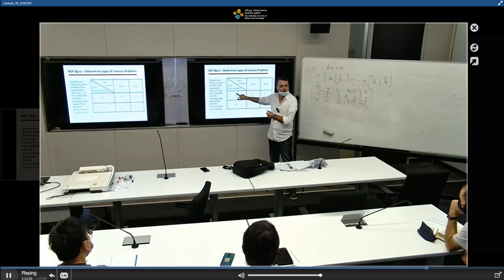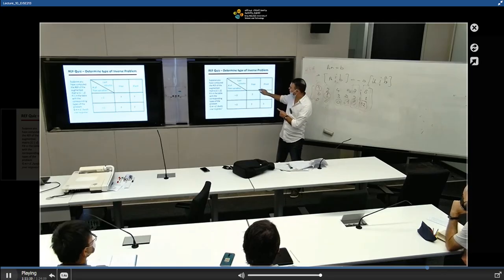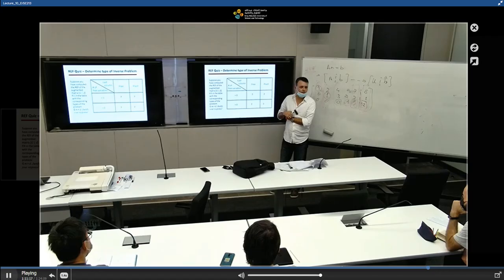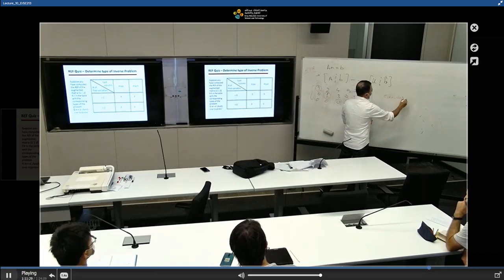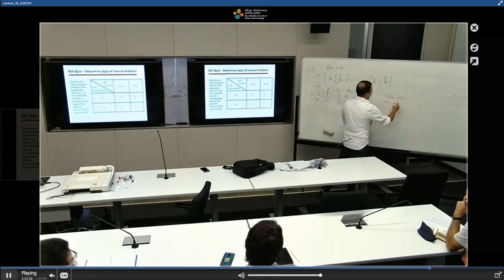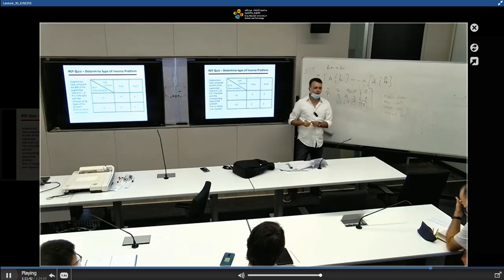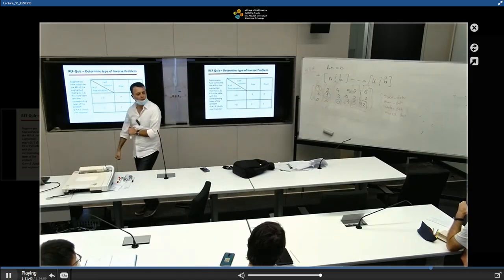The number of free variables is either 0 or non-zero. The last column is either free or pivot. What I'm saying is that when I combine these two, I can know what type of inverse problem I'm dealing with. This one is very easy to fill up. We're talking about even-determined, overdetermined, underdetermined, and mixed-underdetermined. So you have four choices, right? Which one in each box would you put?